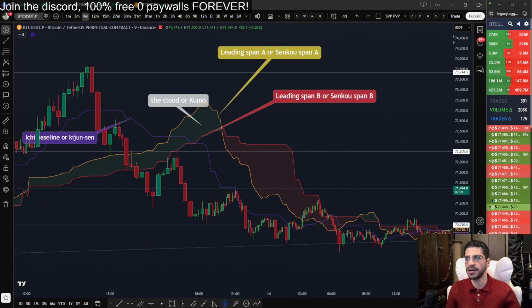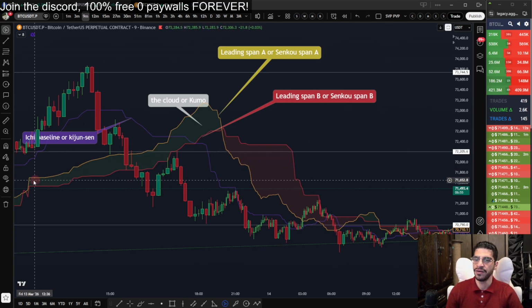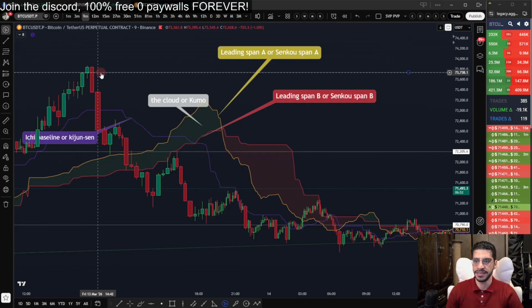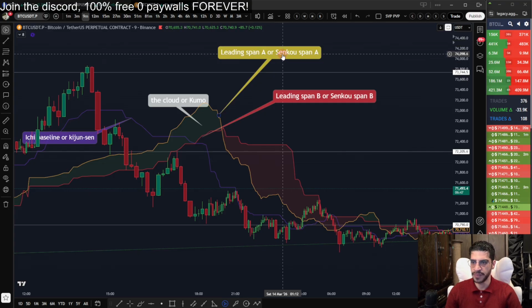So now let's talk about the different parts of the Ichimoku. Firstly, we have the cloud itself. Usually, if the price action is above the Ichi, the top layer is this Leading Span A, or the Senkou Span A.